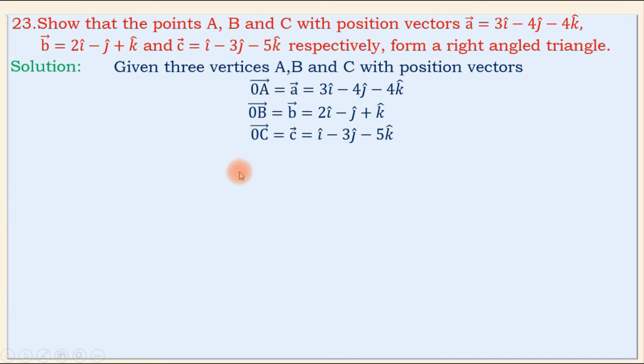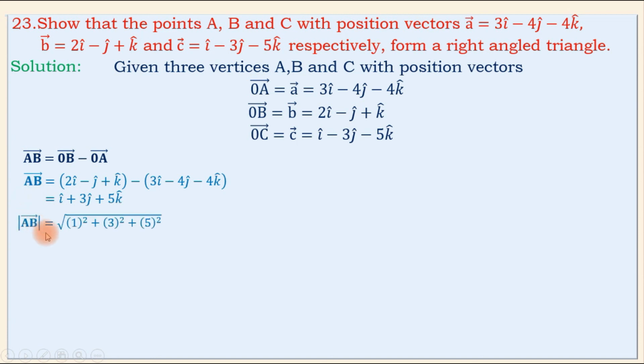Now we are going to take the sides of the triangle, AB, BC and CA. So first take AB vector. AB vector can be taken as OB vector minus OA vector, which is equal to i cap plus 3j cap plus 5k cap. Take the magnitude of AB vector, that is square root of 1 square plus 3 square plus 5 square. So this gives root 35.